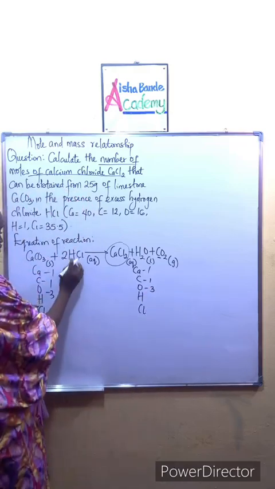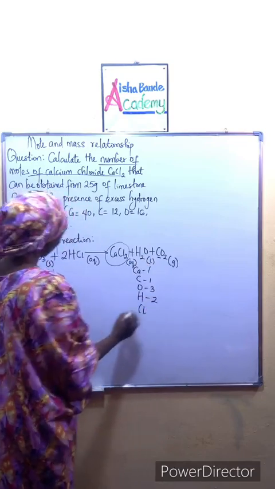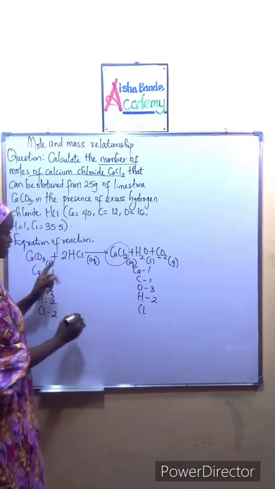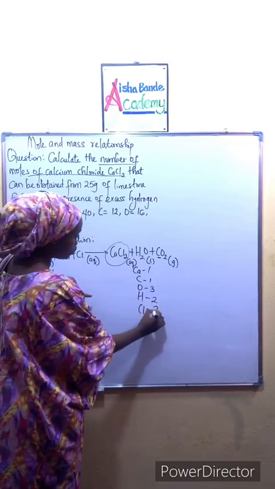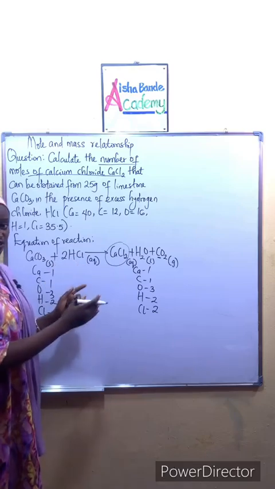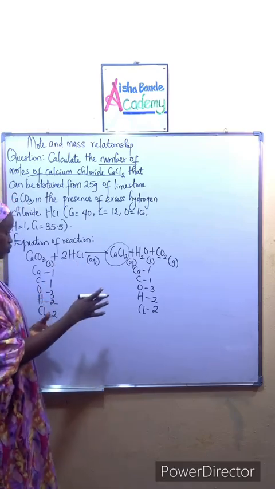So for hydrogen, hydrogen here is 2. On the product side, hydrogen is also 2. Then for the chlorine, chlorine here is 2 on the reactant side. On the product side, chlorine is also 2. So this indicates that we have a balanced chemical reaction. So from here now we can move on by interpreting the chemical equation.